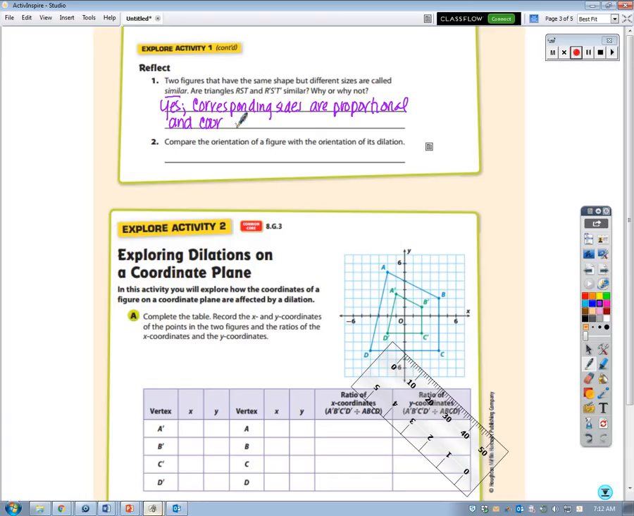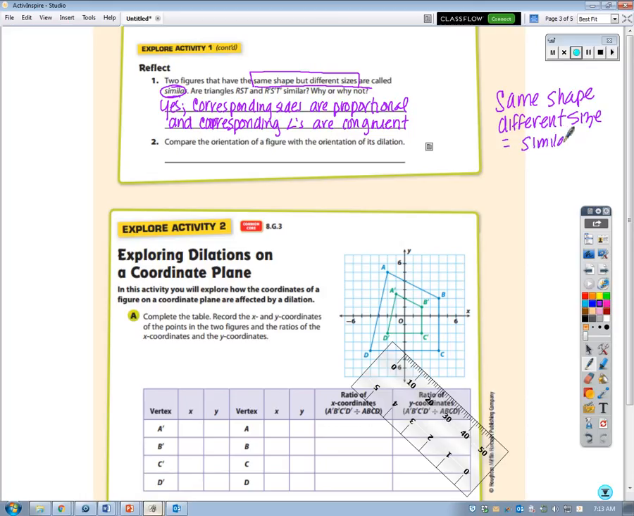Oops, I spelled corresponding wrong. So the shapes are not congruent, the angles are, though. The shapes are similar. So same shape, different size. Same shape, different size equals similar. So make note of that. Versus same size, same shape, which is congruent.